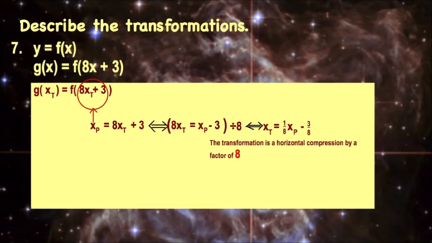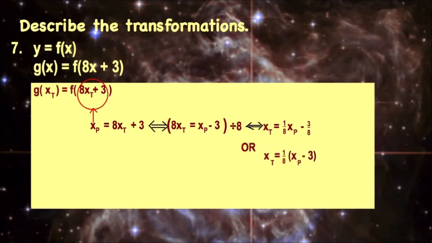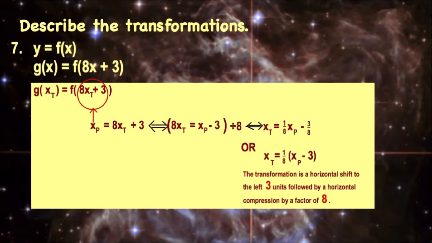The transformation is a horizontal compression by a factor of 8, followed by a horizontal shift to the left of 3/8 units. Or x transformation equals 1 over 8 times the quantity x parent minus 3. The transformation is a horizontal shift to the left 3 units, followed by a horizontal compression by a factor of 8.